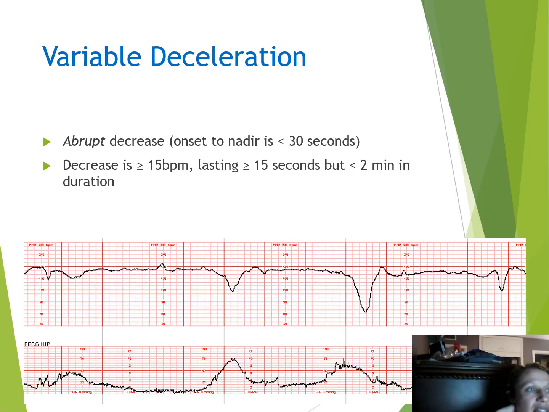So you see this decrease in the heart rate, and it's a flip of the acceleration. You know how I said accelerations go up 15 beats and last for 15 seconds. This goes down 15 beats and lasts for 15 seconds, but less than 2 minutes, okay? So you can see that V shape.